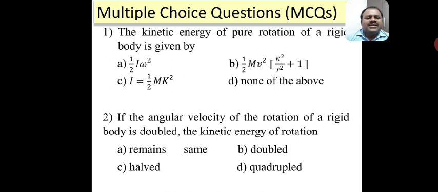The second question: if the angular velocity of rotation of a rigid body is doubled, then the kinetic energy of rotation, the options are remain same, doubled, halved, quadrupled. Now the kinetic energy of rotation is given by half I omega square, where omega is raised to the power 2. If the angular velocity of rotation is doubled, then you are doubling omega. So therefore, it is raised to the power 2. Therefore, the kinetic energy will be quadrupled, or increased to 4 times.